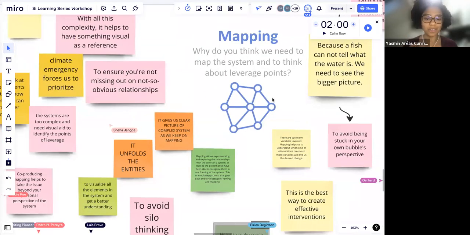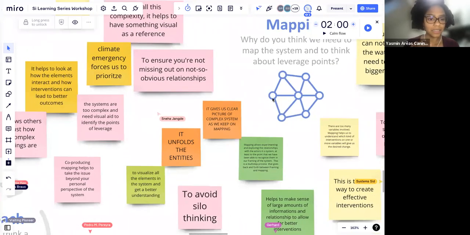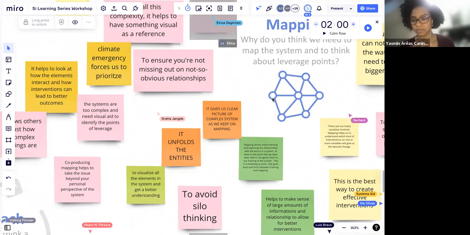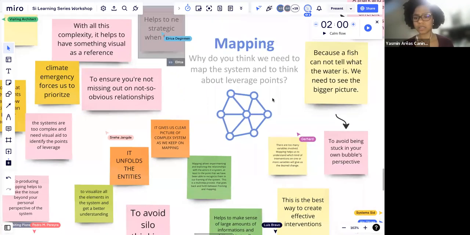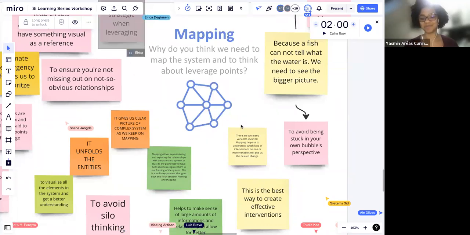Climate emergency forces us to prioritize. It helps to look at how the elements interact and how interventions can lead to better outcomes. Systems are too complex and need visual aid to identify the points of leverage. Great. Too many variables involved. Yes, great stuff here. To avoid being stuck in your own bubble's perspective.